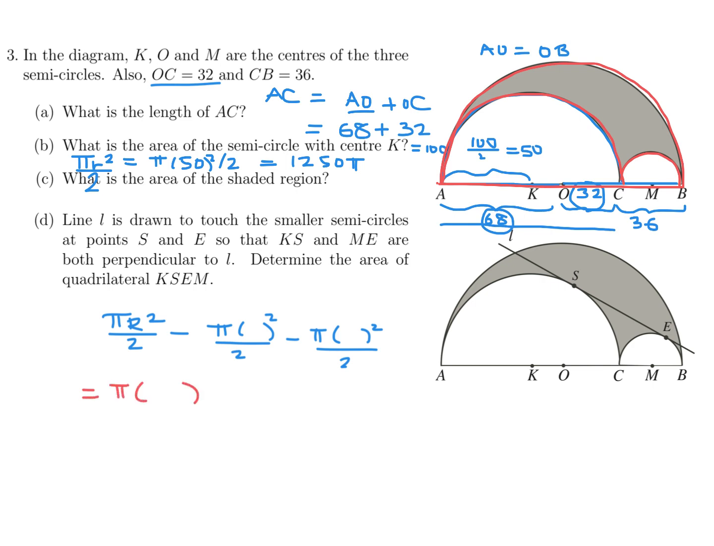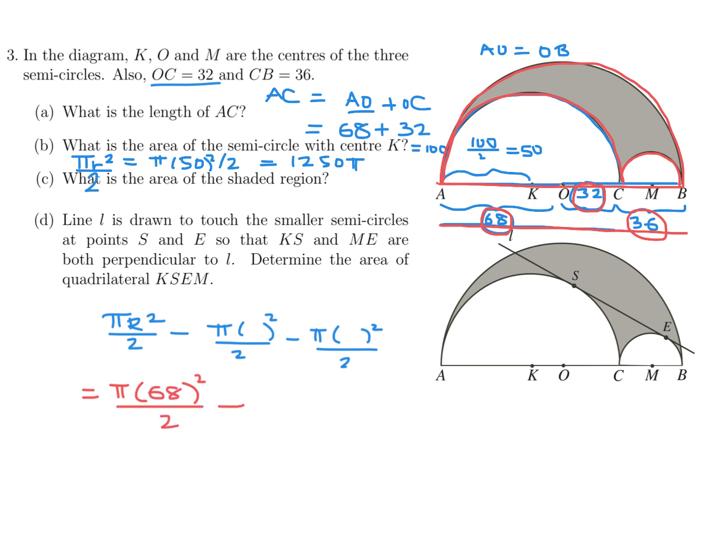Okay, the big one, we just did that one. Actually, hold on, let me backtrack a little bit. The big one, the full distance from A all the way to B is 68 plus 68, right? This 68 plus this 32 plus this 36. So that is 136. But we just want the radius, so the radius is just 68. So that's what goes in here.